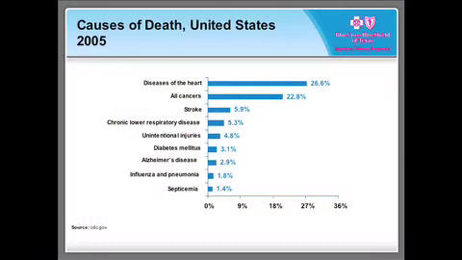What this is showing you is the causes of death in the United States. This is 2005. I guarantee in 2009, the ranking is the same. The percentages might be slightly different. Cardiovascular disease is the #1 cause of death in this country. Cancer is #2. Stroke is #3. You see diabetes there at #6.